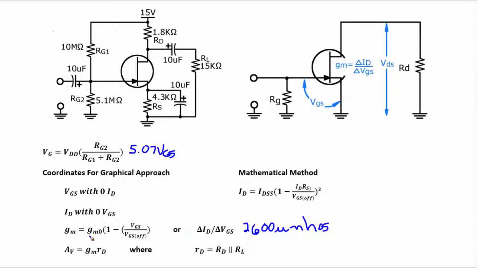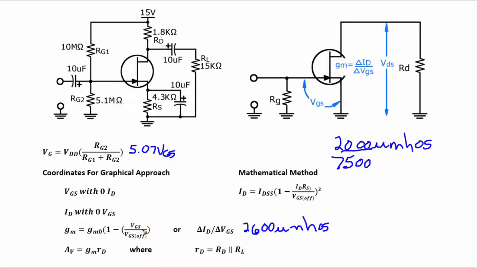We could also have used the data sheet, and we could use the extremes on the data sheet to get the entire variation of what the transconductance would be. The data sheet specifically says, and we're going to be using again an MPF 102, that the transconductance can be anywhere from 2,000 micromhos all the way up to 7,500 micromhos.